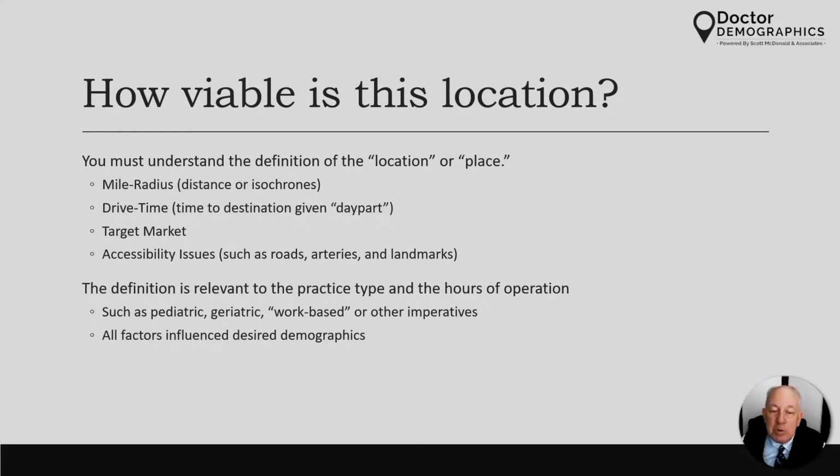Now, there are some ways that we define place or location. And one of the easy ones is a mile radius. So you draw a circle and you say, how large is that circle and how many people live within it? So you are defining geographically already the areas that you're considering. Maybe it's just a few square blocks. Maybe it's miles. Maybe it is a topographically defined area like a valley or a mountain or a new housing development. So the mile radius is probably the easiest one to understand.